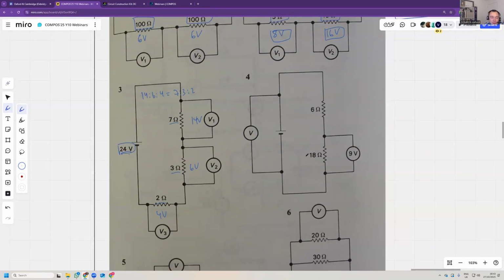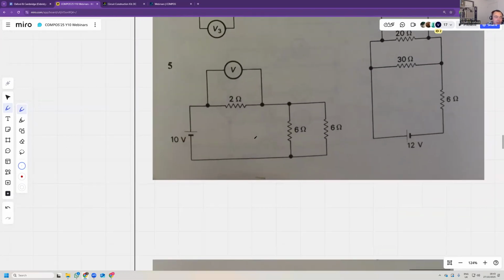Here, we have two resistors, and we know that this is a 6 and this is an 18. So this is 3 times more resistance. So this is 9 volts. So this must be 3 volts here. If you would place a voltmeter here, it would be 3 volts. And then if this is a 3 and a 9, then this is 12 volts.